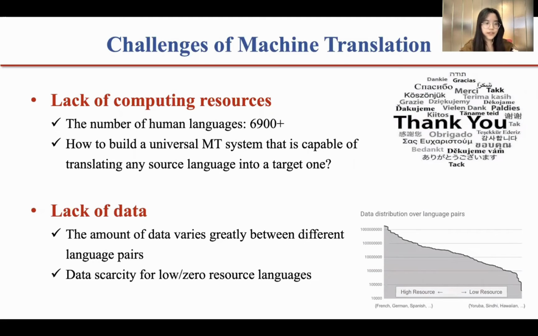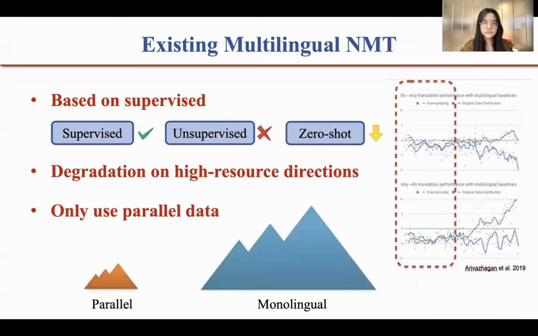Secondly, even if we really had so many resources, the existing data does not support us to do so. The amount of data in different language pairs varies greatly. For example, English and French have a lot of data resources, whereas Yoruba and Sindhi have very little parallel data. Therefore, we want to support many-to-many translation through the training of a multilingual model.